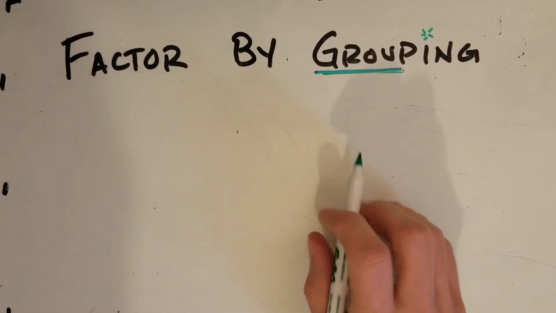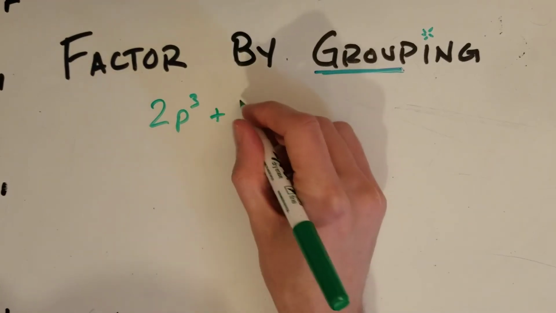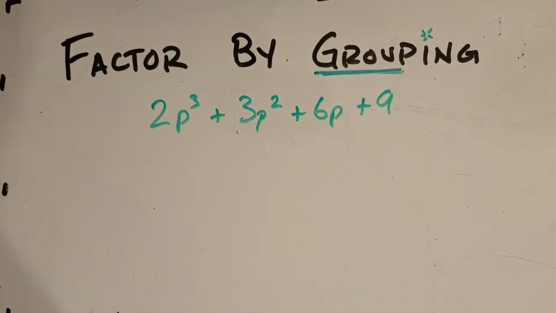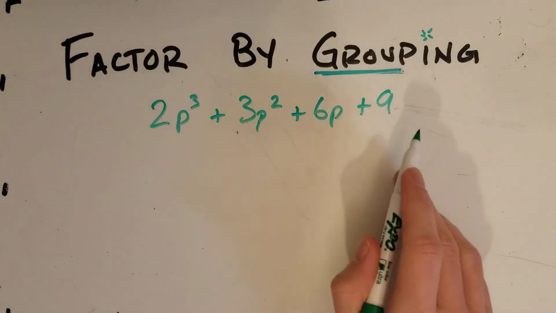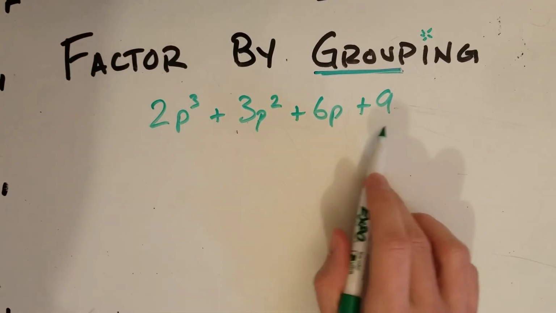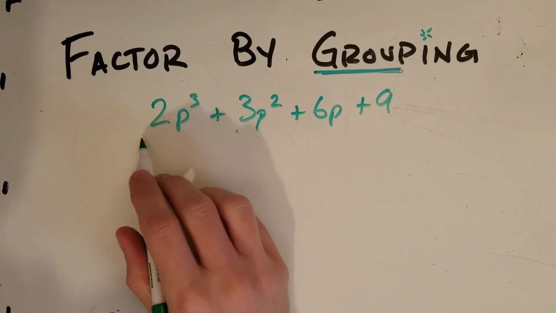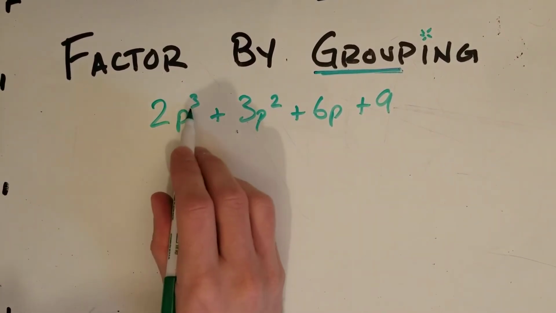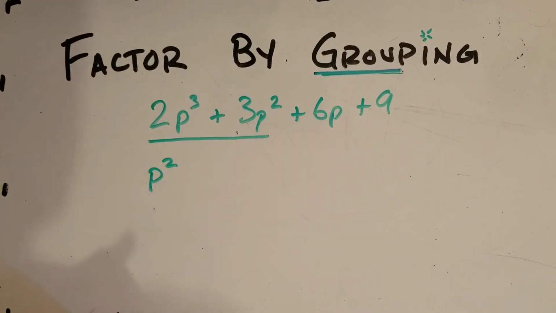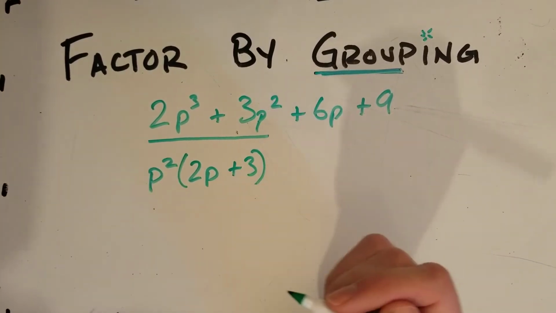So our next example, we have 2p cubed plus 3p squared plus 6p plus 9. So first step should be, is there a GCF here? And there is not a GCF. So our next step is, well, we have four terms. Let's look to see if we can do grouping here. So let's group the first two together. 2p cubed and 3p squared. Do they have anything in common? Well, I see a p squared in common. After you factor out a p squared, you're left with 2p plus 3.